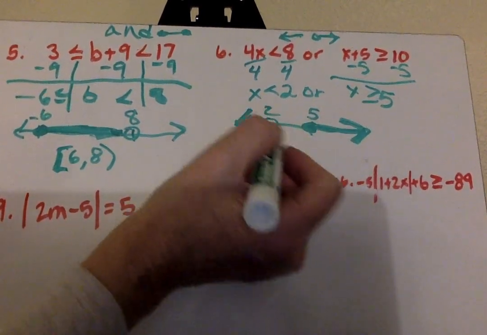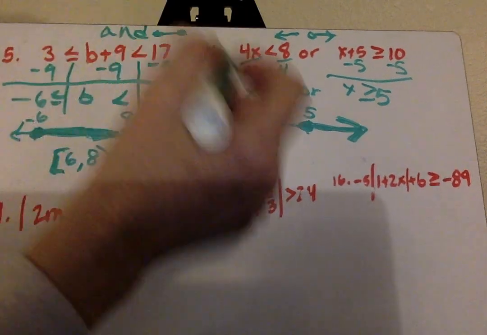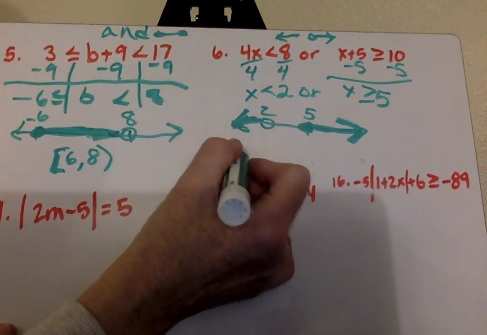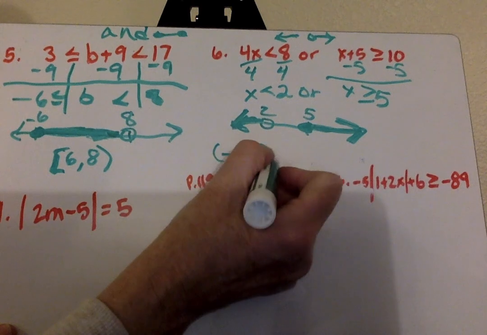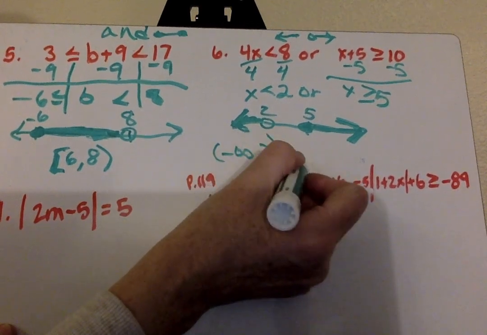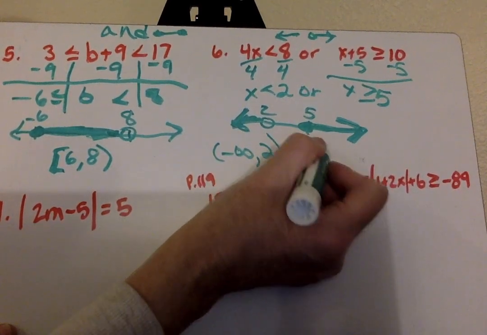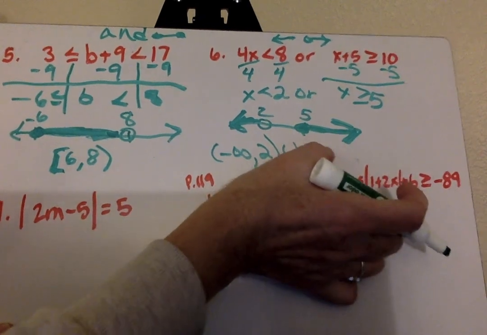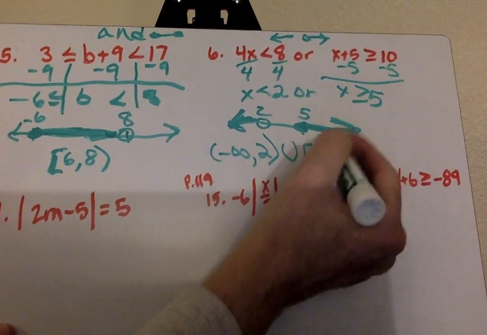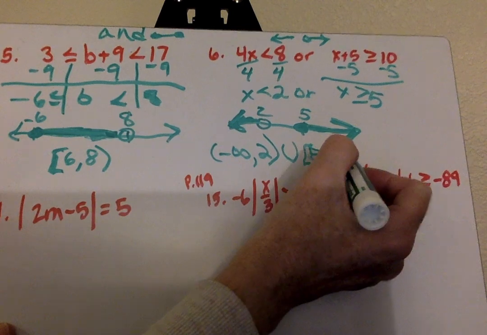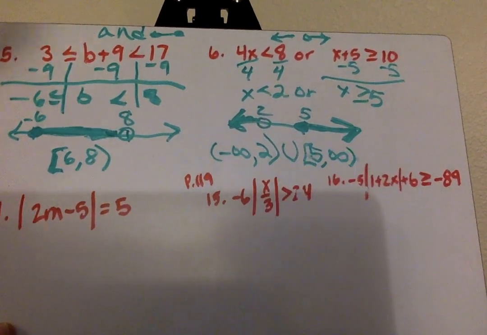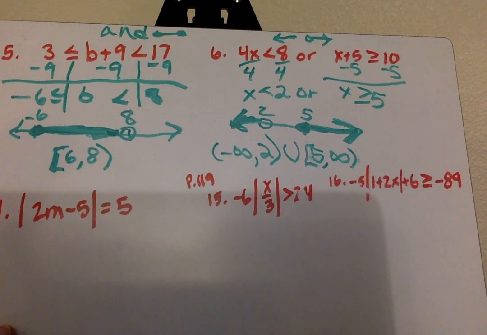and then when we do the interval, we go negative infinity, comma 2, and we union that with 5. It includes 5, so it's a bracket. And we're done. Okay, now we're going to do a couple of absolute value problems.